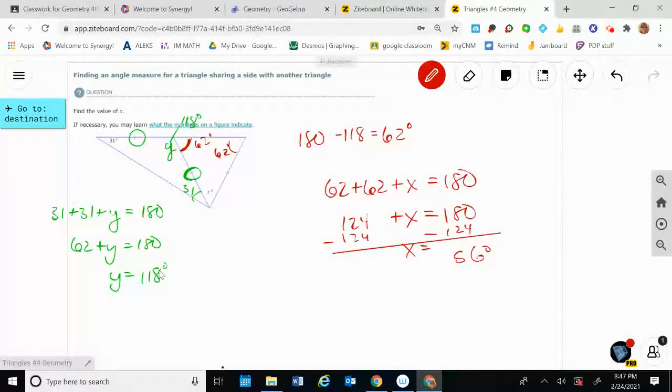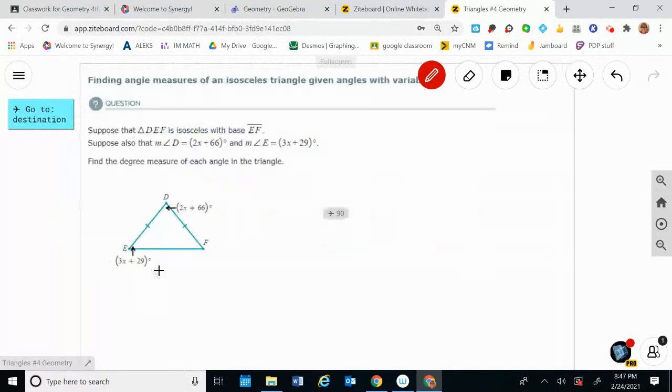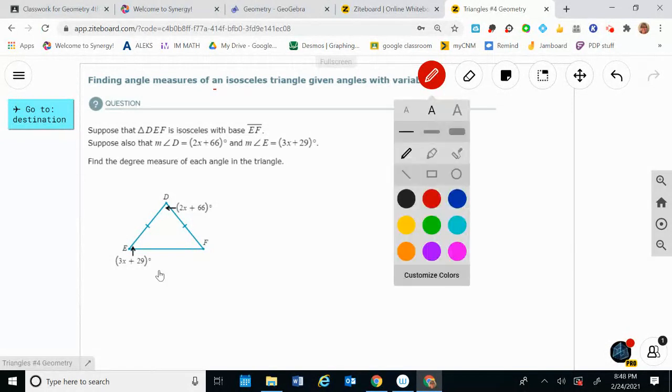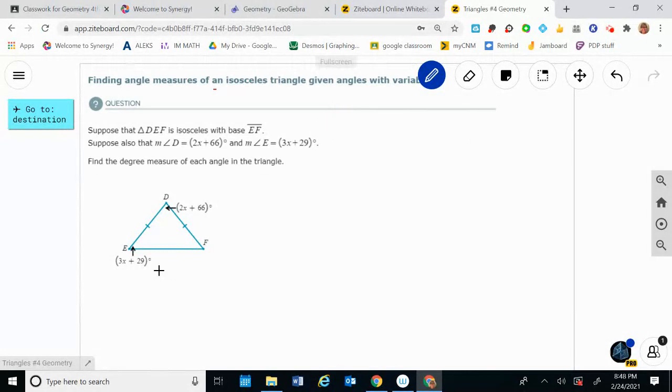56 degrees. Okay? All right, next one. Finding the angle measures of an isosceles triangle given angles with variables. All right, so now we're getting to some algebra stuff. They're trying to remind you, you need to write the equations that go with this. I wish I could say you don't, but you do, okay?